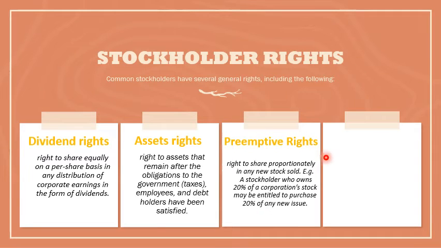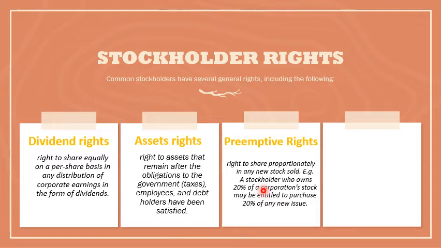Next, preemptive rights. The right to share proportionately in any new stock sold. So preemptive rights, this is just like you will have the right to know if there will be new issued stock. You will be given a heads up so that you can decide if you wanted to buy or not to buy the new issued stocks, or I mean newly authorized stocks.